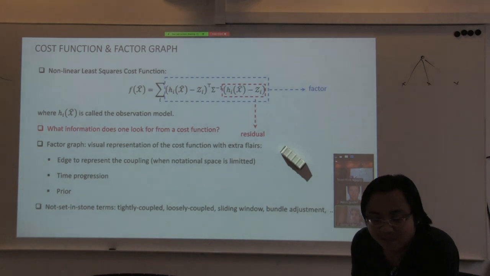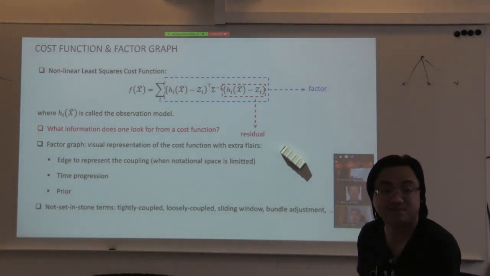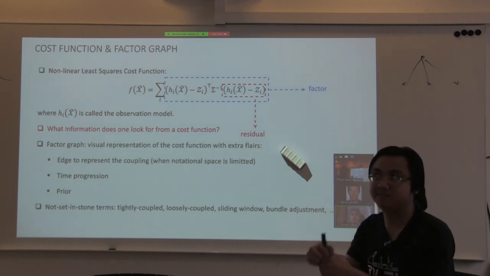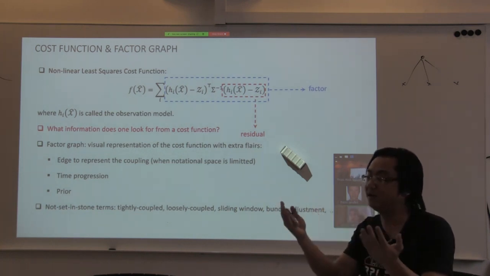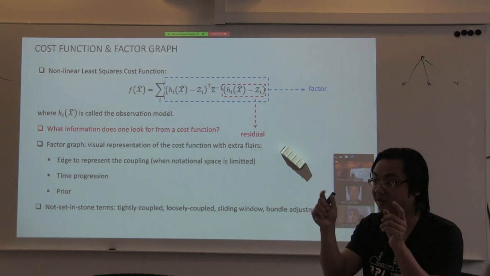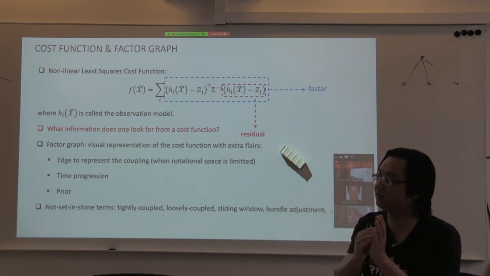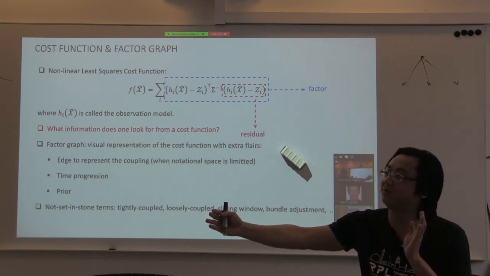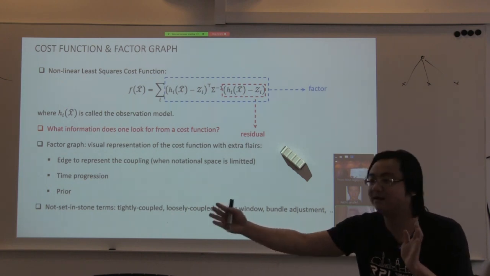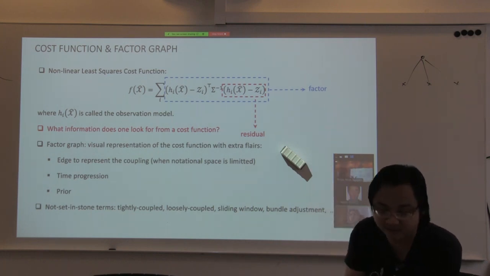Okay, so the factor graph is a visual representation of the cost function, and because it's another medium of communication, you can actually get a clearer representation of the coupling. We will see an example. Also, some people can put the time progression into their factor graph roughly, and then we also, like I mentioned, put some priors into the factor graph.